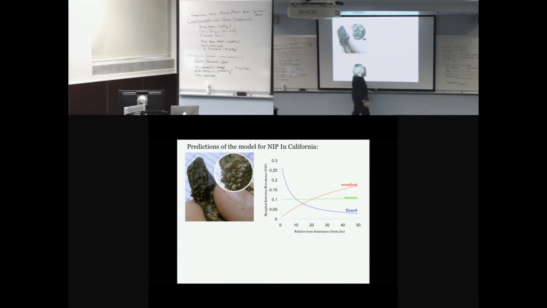This is all as predicted, that if you increase the relative abundance of the wood rats, that increases the nymphal infection prevalence. But the big player is really the lizards. If you reduce the density of lizards in an area, you expect the nymphal infection prevalence to go up. And so we tried this.